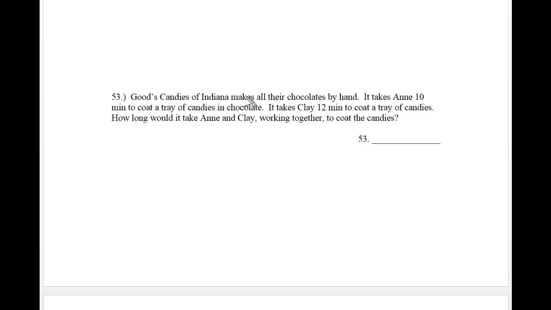Goods Candies of Indiana makes all their chocolates by hand. It takes Ann 10 minutes to make a tray of candies and chocolate, and it takes Clay 12 minutes. So working together, how long does it take? Now this is a work equation, and you can tell that two people are going together to make one project. So work equations are set up like two fractions equaling 1. But now here comes the question.